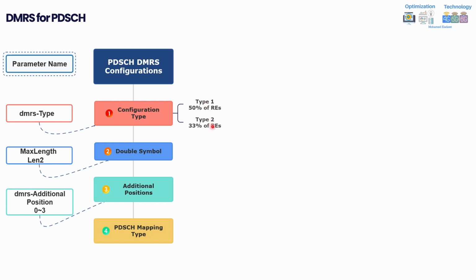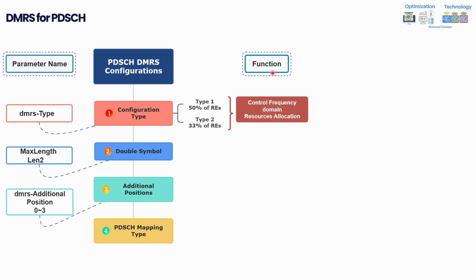And actually, there is an advantage for each of them over the other. For example, this one is denser in resource elements, which gives more advantage for more accurate estimation, while this one has fewer resource elements, so it gives an advantage for multi-user MIMO, and I will explain why it gives more advantage for multi-user MIMO. So, okay, in general, both of them are used to control the frequency domain resource allocation. This is the main function, right?